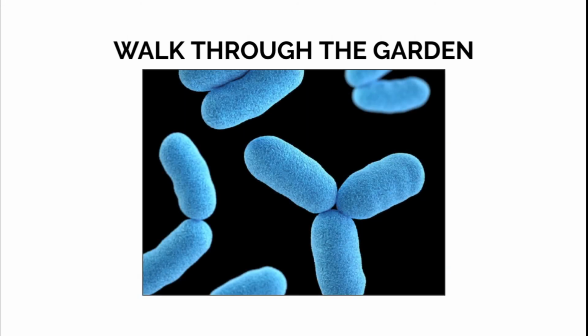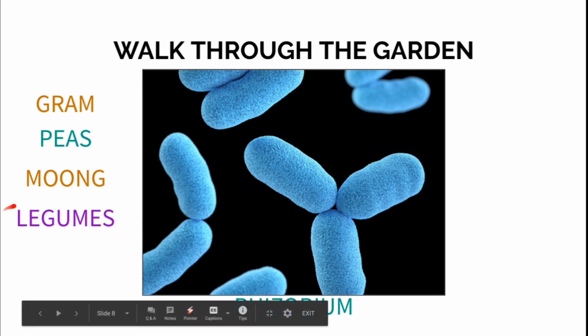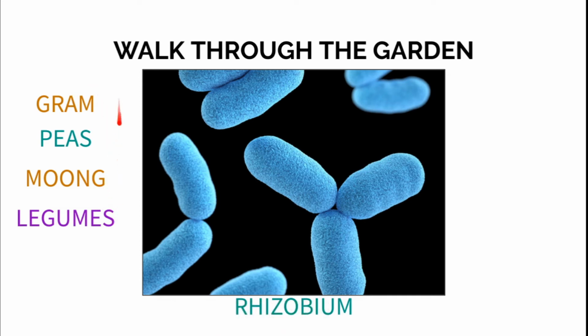Now this is a bacteria and the name is Rhizobium. This bacteria lives in the roots of a gram plant, peas plant, or the moong plant. Or we can say these bacteria live in the roots of legumes. Legumes are the protein-rich plants which produce the grams, peas, moongs, or the pulses, which are rich in protein. So this bacteria lives in the roots of legumes.